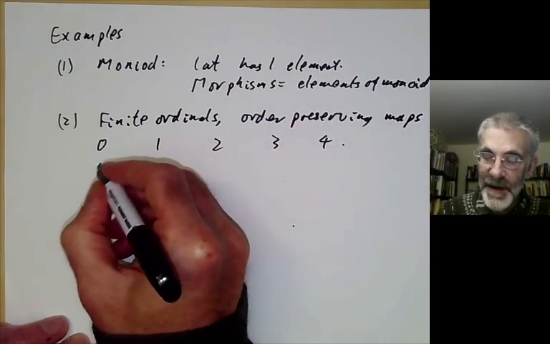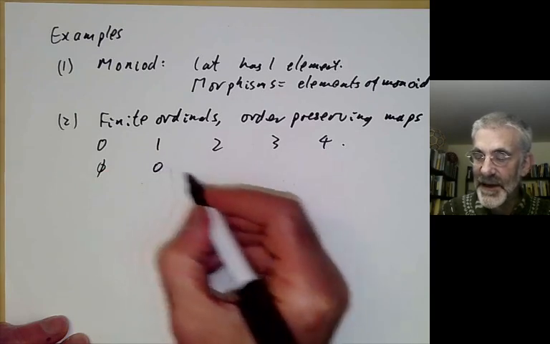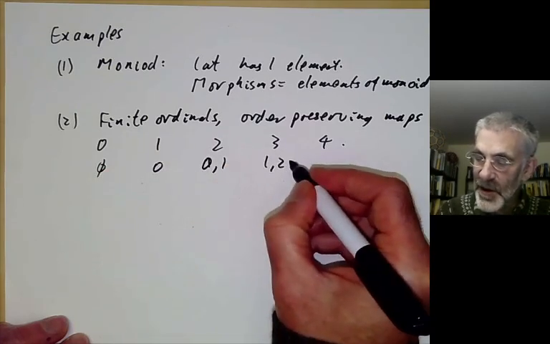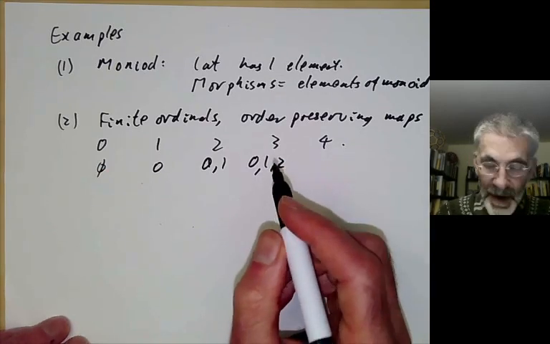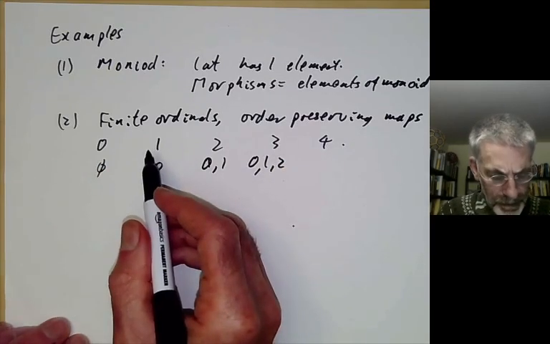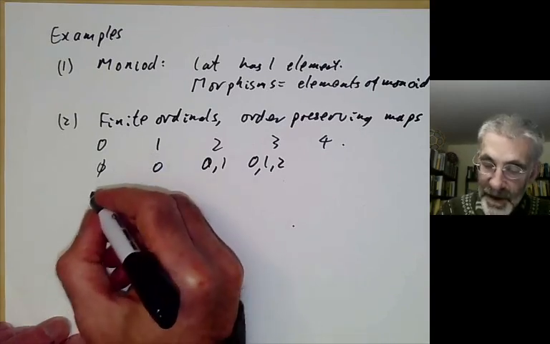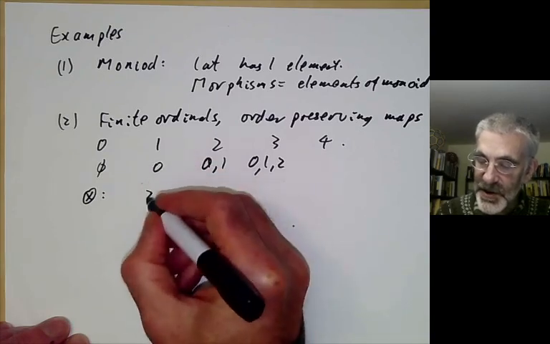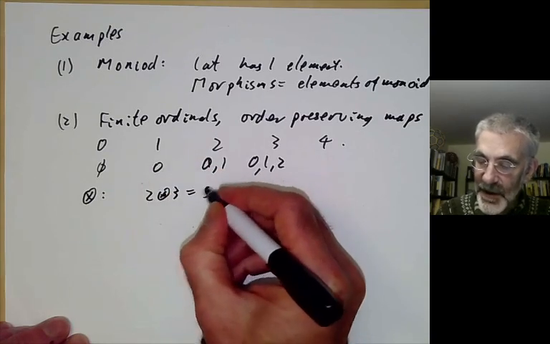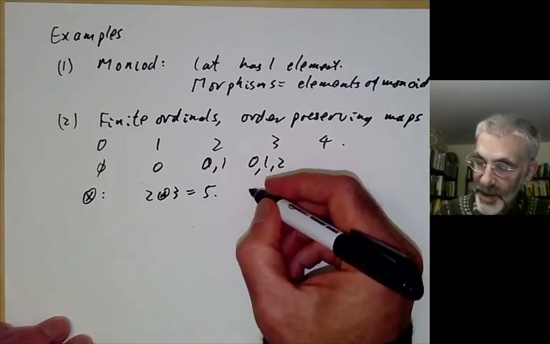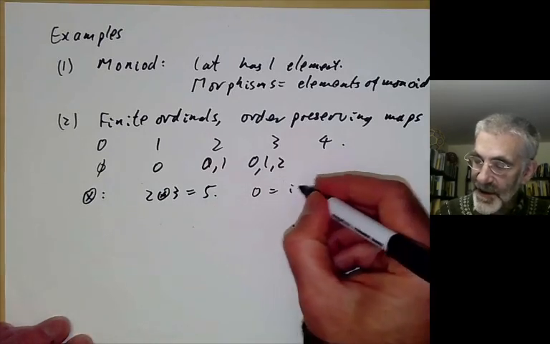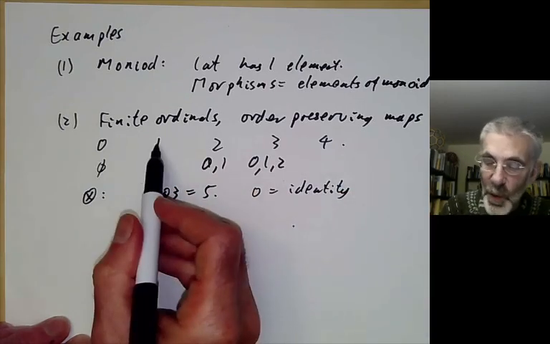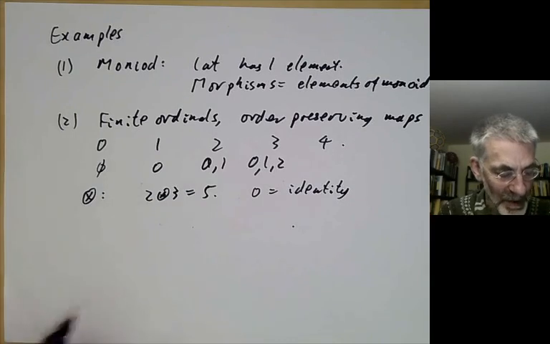And we think of 0 as being the empty set, and 1 as being the set containing just 0, and 2 as being the set containing just 0 and 1, and so on. And the tensor product in the category will just be addition of ordinals. So for instance, 2 tensor 3 will be the ordinal 5, and 0 will be the identity element. Unfortunately, there's a bit of a clash of notation because I was calling the identity element 1, which doesn't work here.